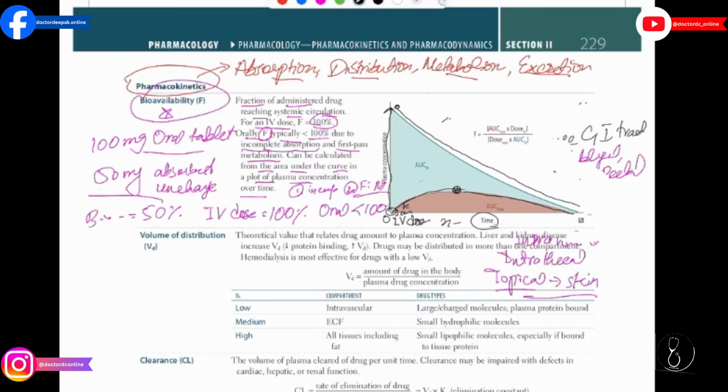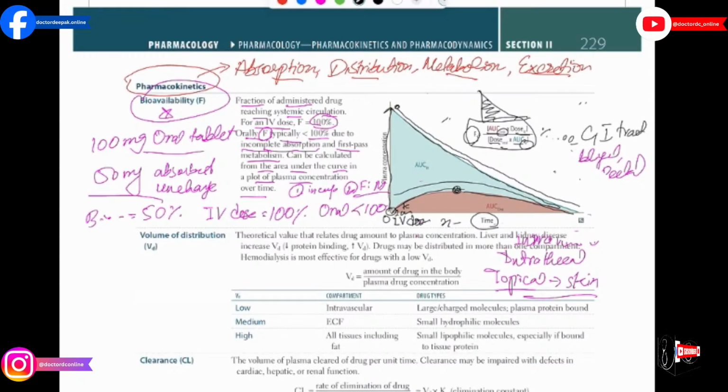And from this graph, you can find the bioavailability by the area under the curve. That is the graph, and it's the curve, this area is the bioavailability. Okay? And the formula is: bioavailability is equal to the area under the curve of the oral drug multiplied by the dose of IV, divided by the dose of oral multiplied by the area under the curve of the intravenous drug.